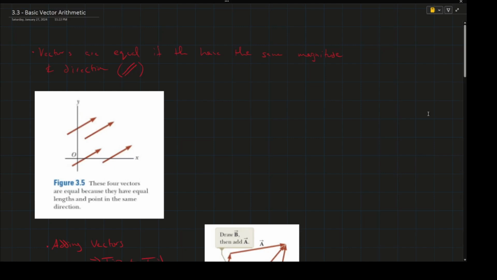Welcome everybody. This is the next section in Chapter 3. So Chapter 3, Section 3, Basic Vector Arithmetic.